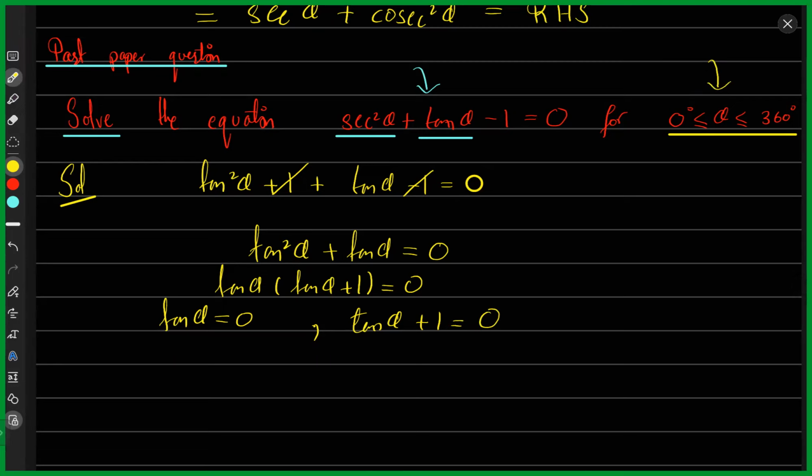So tan theta is 0 when theta is 0, and if we talk about the graph of tan, we also know that tan is 0 at 180 degrees. So this part was clear and this is coming within this range. Okay. But if I talk about the second one, this would become tan theta is equal to minus 1.